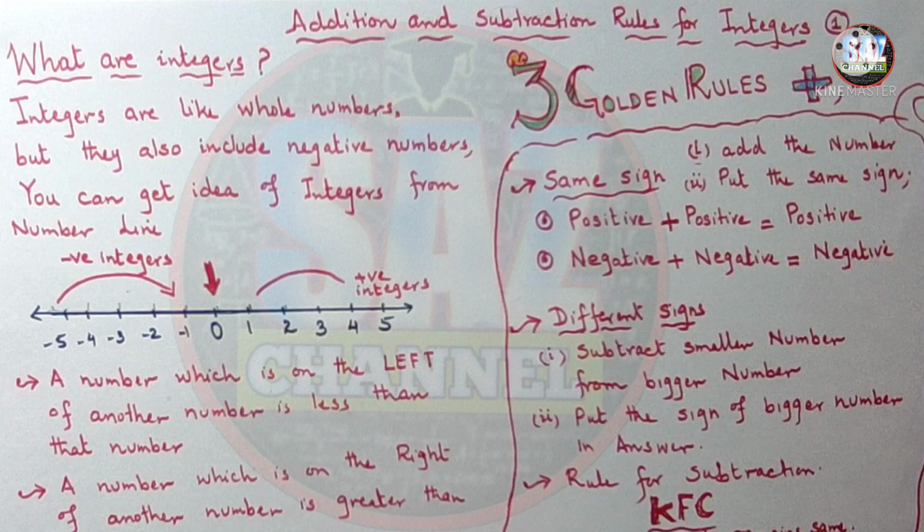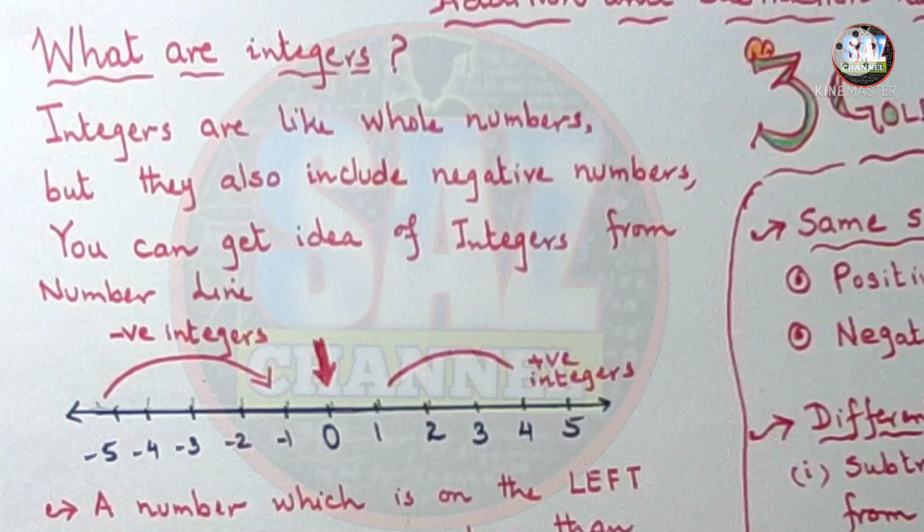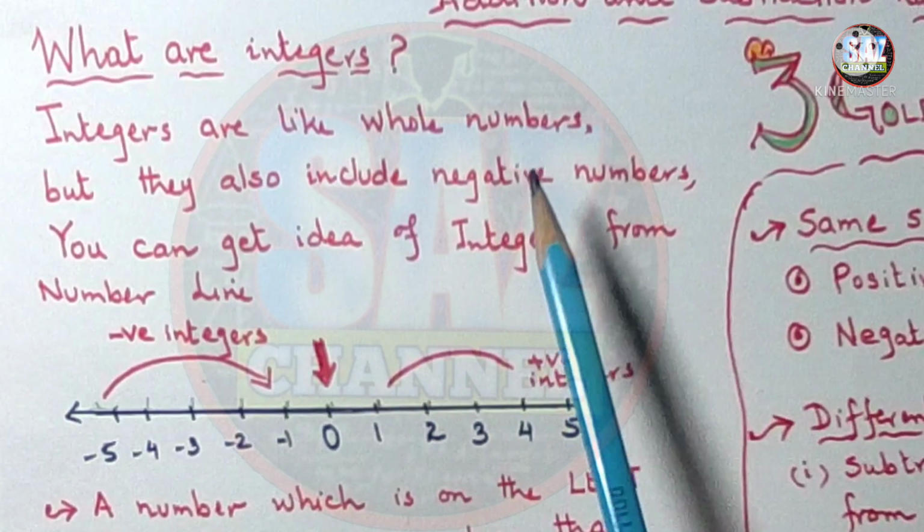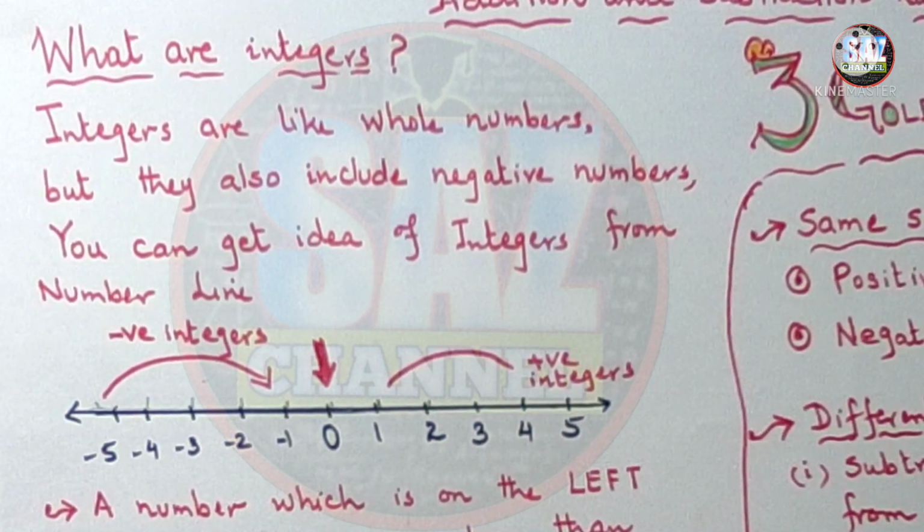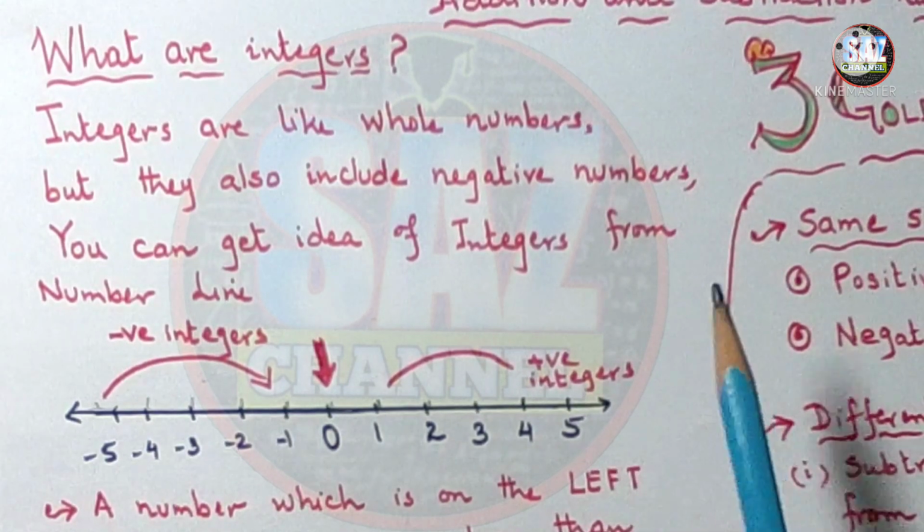So it's really important to understand what integers are and how to add and subtract them. Integers are like the whole numbers. So when we say that integers are like the whole numbers, students, it's really important to understand what whole numbers are. Whole numbers start from 0 and they are the positive numbers 0, 1, 2, 3, 4 and 5, but integers include the whole numbers and the negative numbers as well.